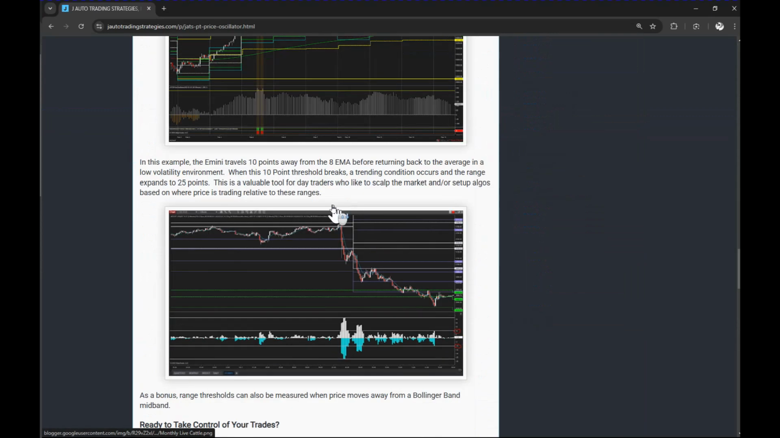And the price oscillator too, we haven't really talked a lot about that. I'll be doing more with that, which measures how far price has moved from the EMA or a Bollinger high or low. And we'll talk about that.